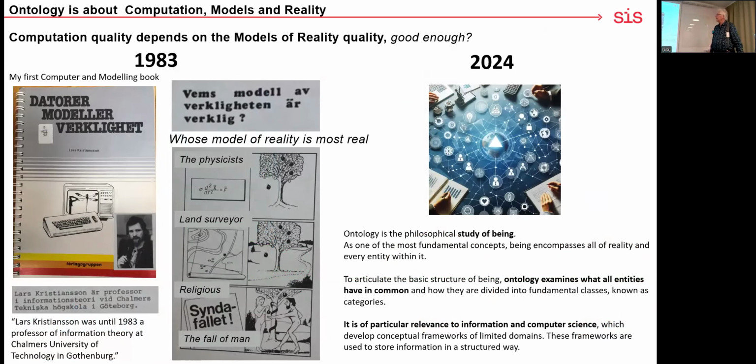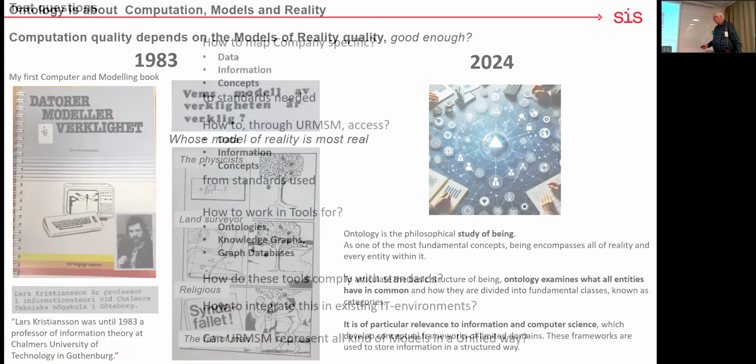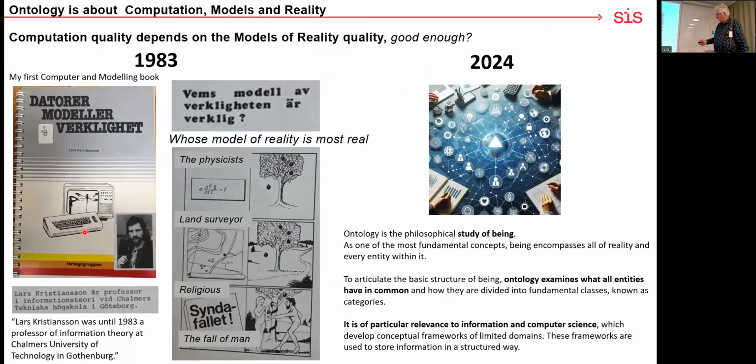So, it's a lot about models. The first time I approached models was with my first big 20 computer in 1983, reading this book by Lars Kristersson, Datorer, modeller och verkligheten. Computation quality depends on the models of reality quality.